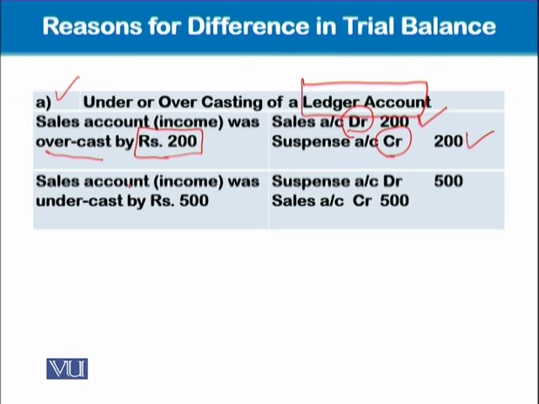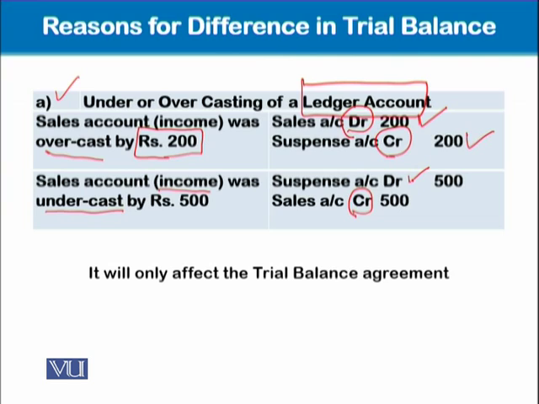And if we are taking the same example, sales account, which is our income, was undercast, meaning we put less amount in the sales account. Sales have credit nature, this we know very well. So we see that sales account will be credited with a debit to the suspense account. Remember, this will only affect the trial balance agreement. There will be no issue with the ledger accounts, because we made under or overcasting of the sales account and the balance was wrongly put in the trial balance.